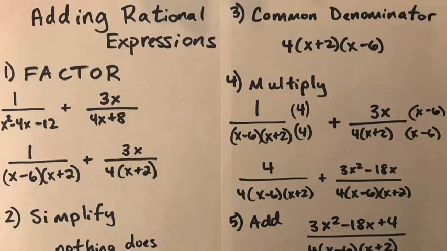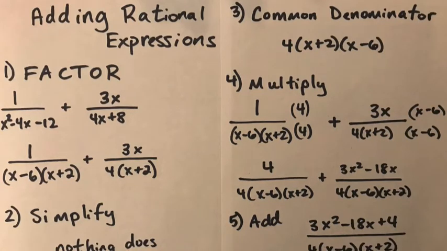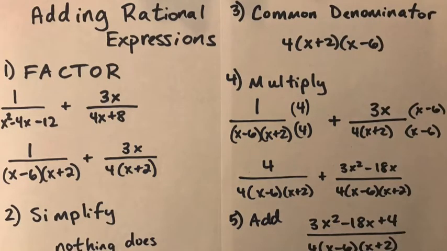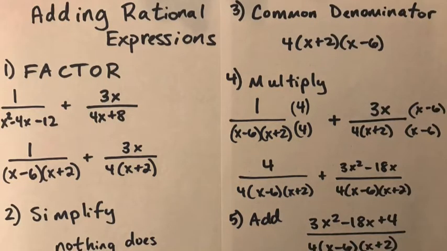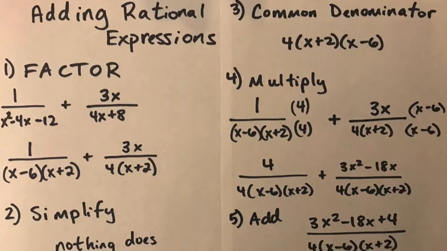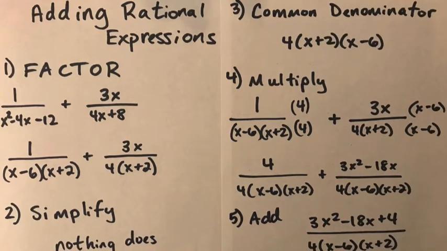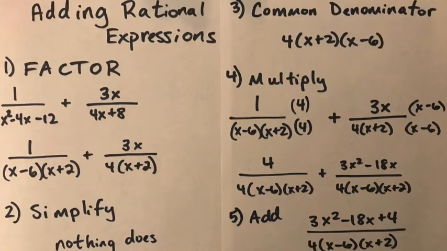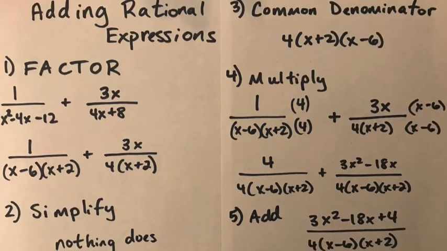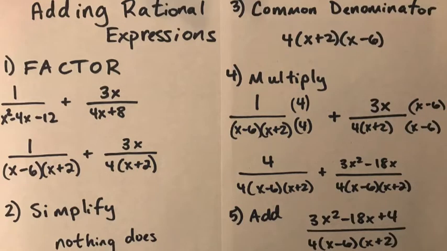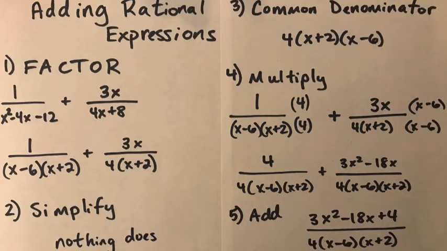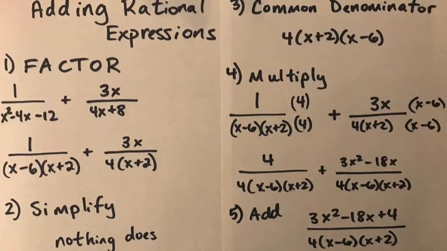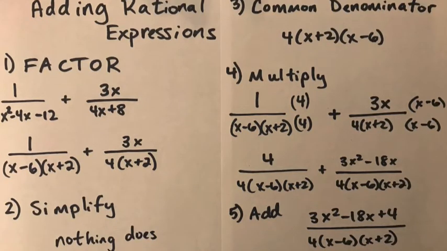So the first thing that we wrote down was factor. So we have to factor our expressions. Now I forgot to write the problem on the top of the page. So what we're going to be doing is 1 divided by x squared minus 4x minus 12, plus 3x over 4x plus 8. What I mean by factor is we have to factor everything. In this case, all we can really factor is our denominators. So this factors to x minus 6 and x plus 2. And then for the fraction on the right, all we can do is factor out the 4, leaving us with 4 times x plus 2.